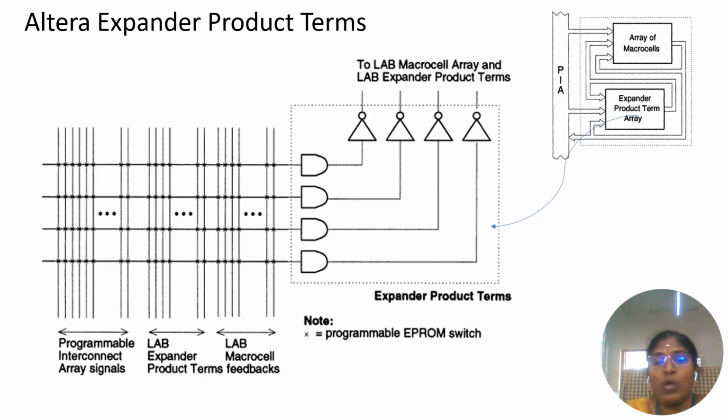The next one is the product term array. The product term array has n number of product terms. These product terms are used to connect the programmable interconnect array cells and the logic array block expander product terms. Then you have macro cell feedbacks, where the output of the macro cell is connected to the feedback of the product term. This is the expander product term. Depending upon the logic expression, these product terms are fabricated.